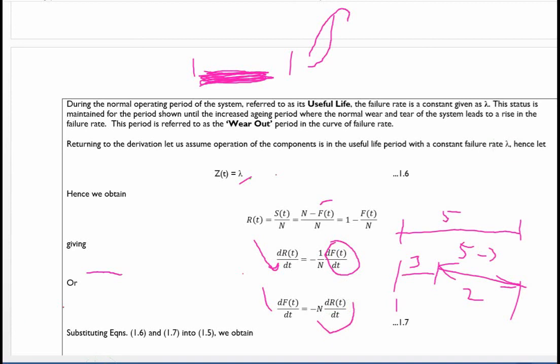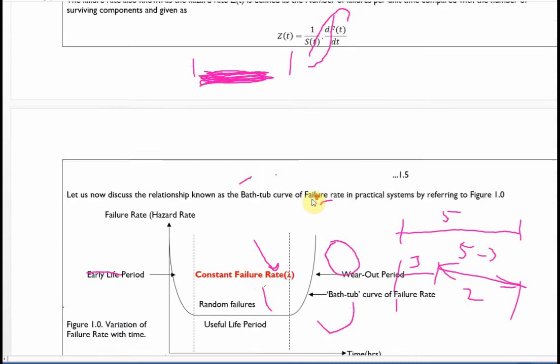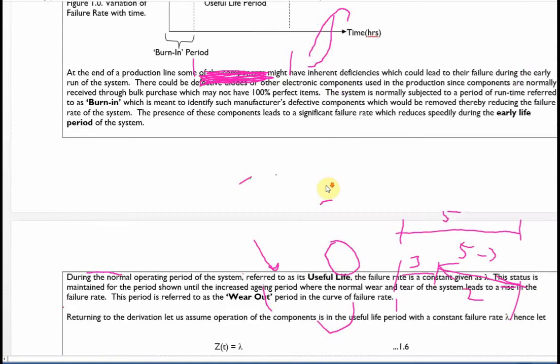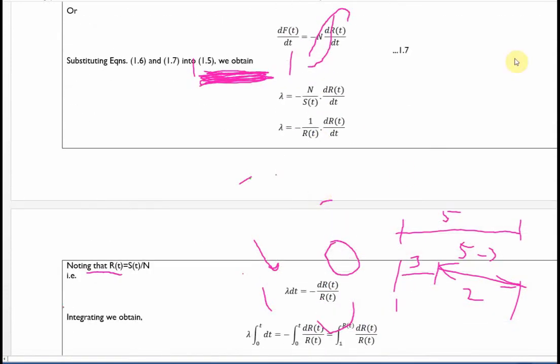And we now come to the point of substituting equation 1.6, which is this one, and equation 1.7, which is this final one, into equation 1.5 that we had up here, the failure rate. And then after substituting, this is what we have.